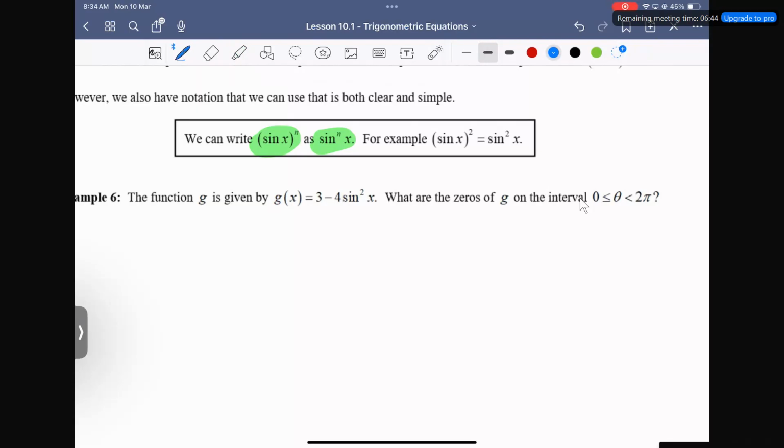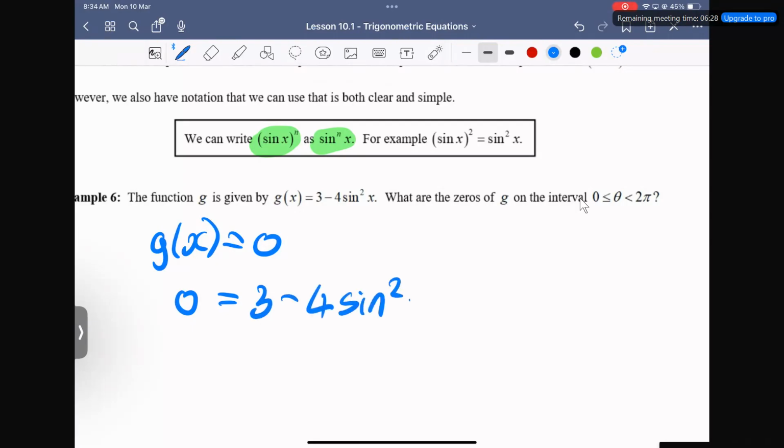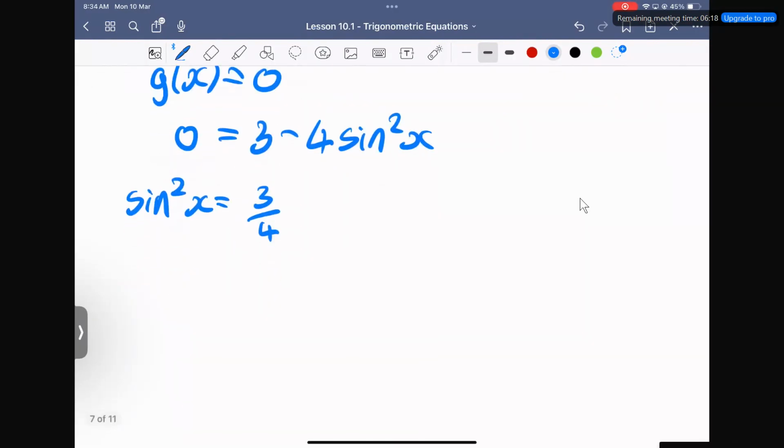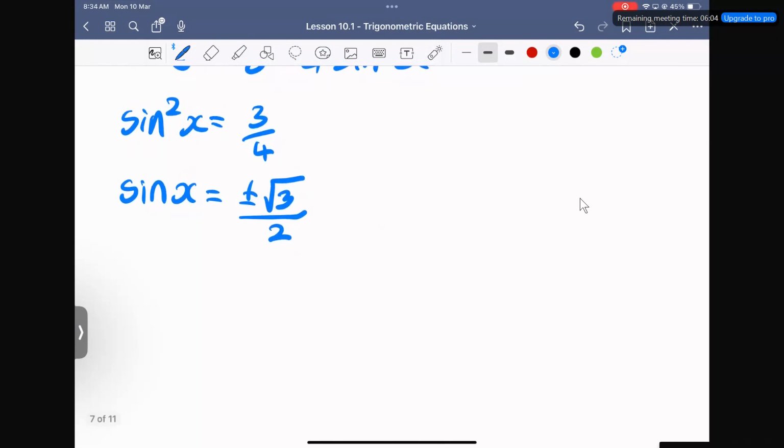Let me do this one for you. If we want the zeros, we take the function g of x and set it equal to 0. This gives us this as our equation. So we want to rearrange it a little bit now. We'll get sine squared x is equal to 3 over 4. Now, square rooting both sides is going to give us plus and minus root 3 over 2. This is going to lead us into a whole bunch of different solutions.